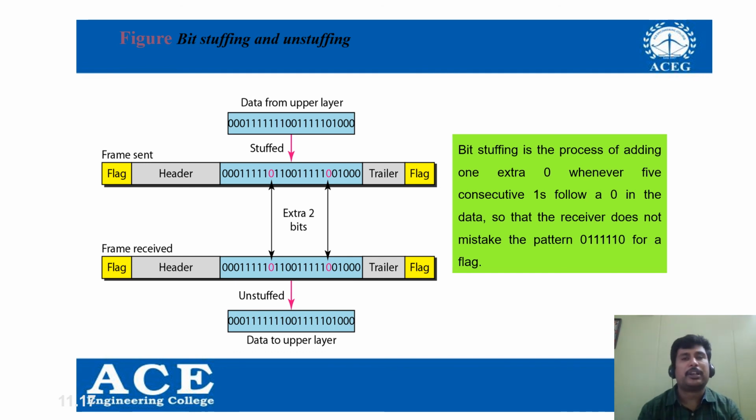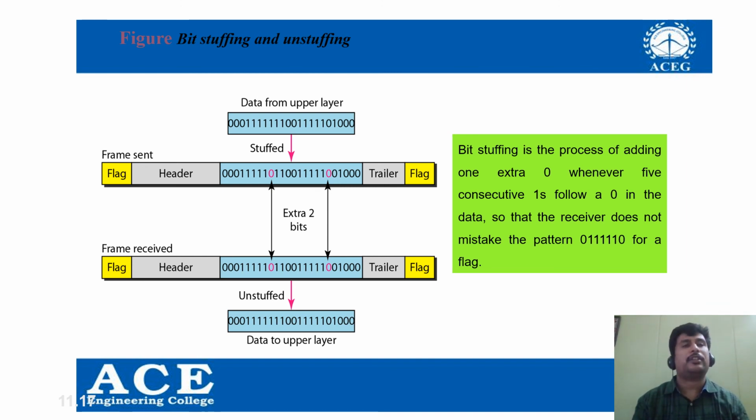Now sometimes what happens is the data which has to be transmitted will be similar to the flag pattern. The flag which we are using for separating the frames is of the form 0 1 1 1 1 1 1 0. Suppose the data is the same as the flag, what we try to do is add one special escape character to avoid the confusion.